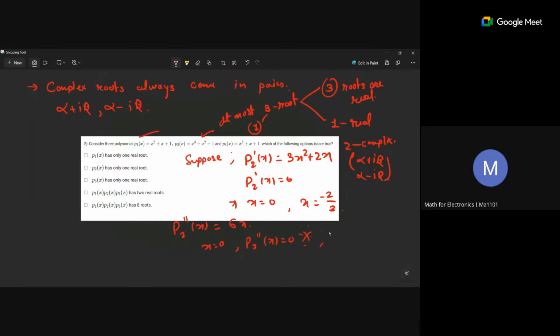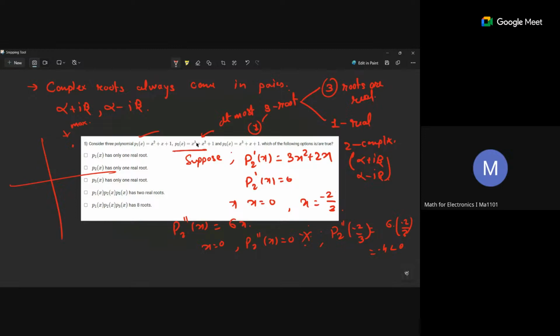Correct. But if you take P2 double dash of minus 2 by 3, then it will be equal to 6 into minus 2 by 3, which is equal to minus 4, so less than 0. So here we have one maximum value. It means it intersects the x-axis at 2 points. Because here if we have one maximum value, so suppose this is the maximum value. Okay, so we can use the maximum value and the limits also.